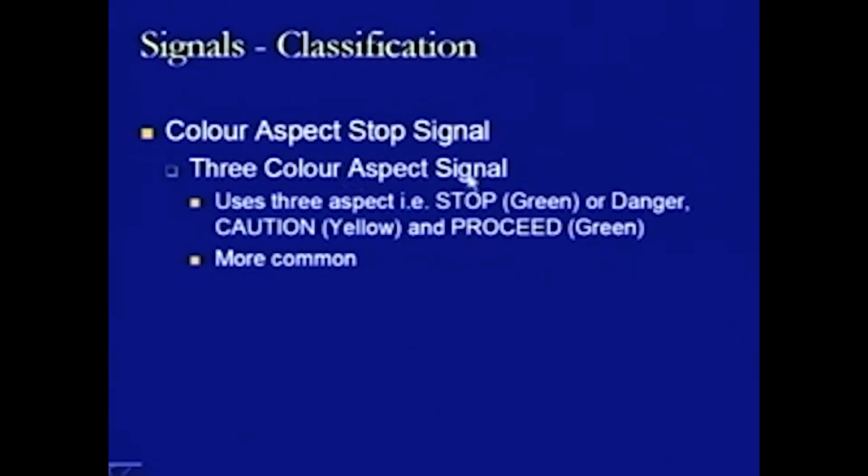This 3 color aspect signal nowadays is more common as compared to the 2 color aspect signal which has been used previously for all those sections where the traffic was not very heavy. But now as the traffic is increasing day by day, therefore, what is being observed is that there is a need to provide the 3 color aspect signal which are mostly in use on all the locations.